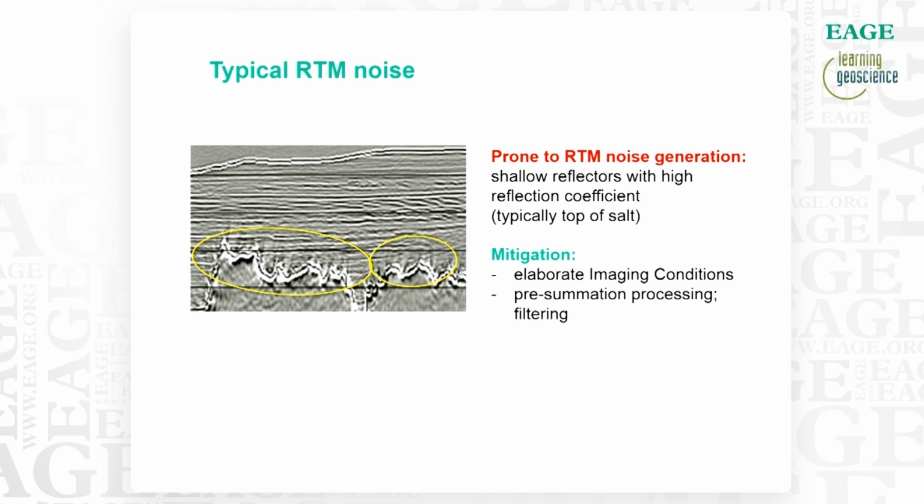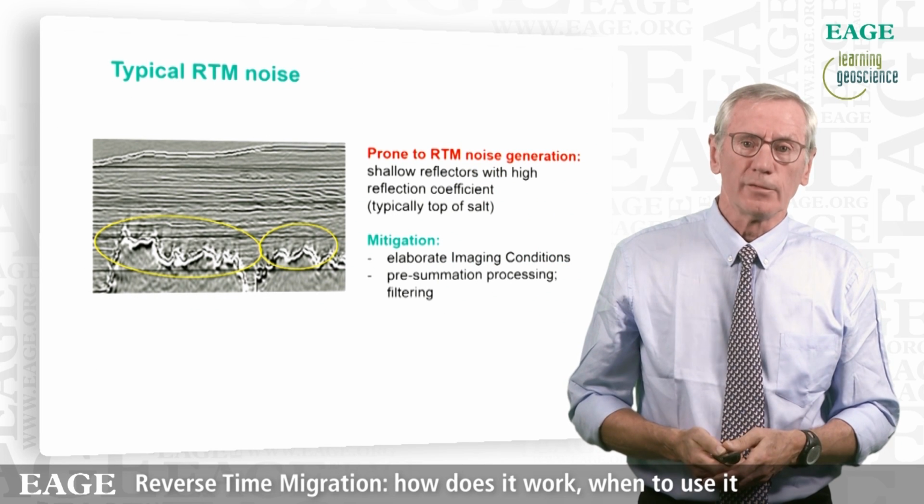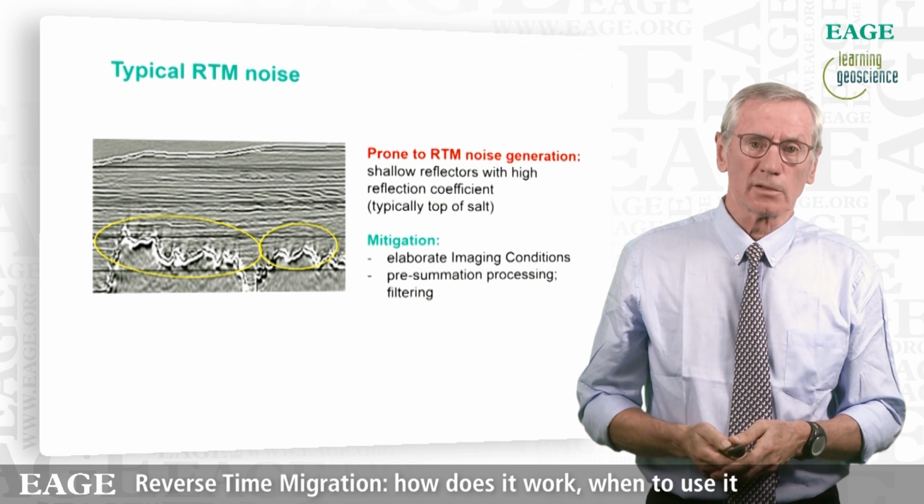This is an example of the worst situations for noise generation, namely strong reflectors close to the surface, near the top of salt body. Various methods are implemented in practice to mitigate this effect, including filtering and sophisticated imaging conditions.